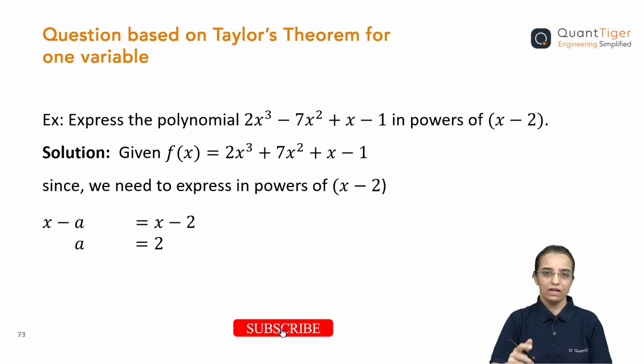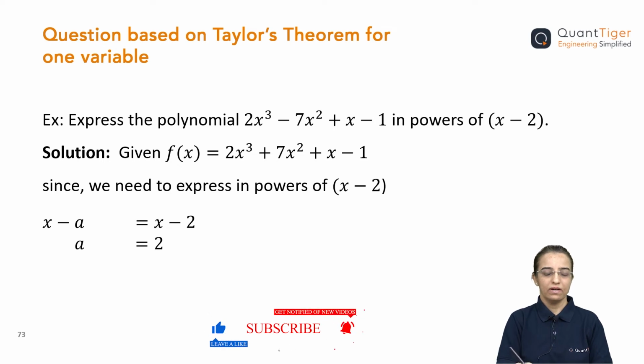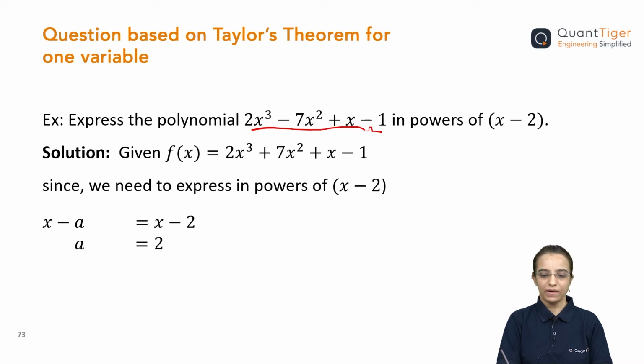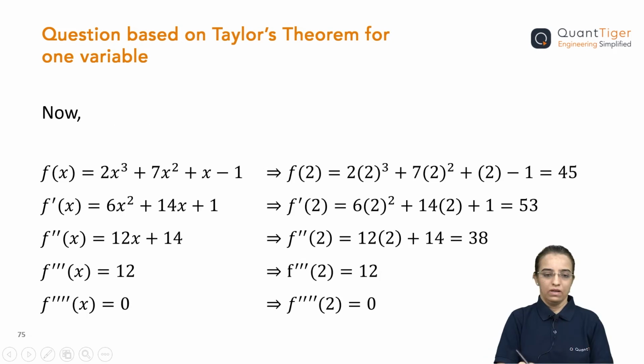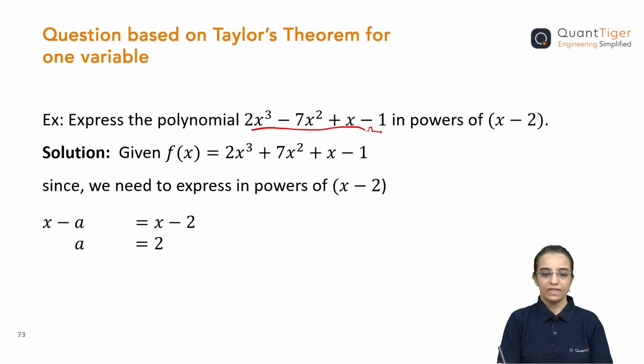नाउ लेट्स सी द question which is based on Taylor's theorem of one variable. So this is given the polynomial, and what is the given question is we have to write or we have to express this polynomial in the powers of x minus 2. x minus 2 की पावर में हमें इसे लिखना है. Now if you look at the given function or the polynomial, it's given in the form of x. It's completely in the form of x.